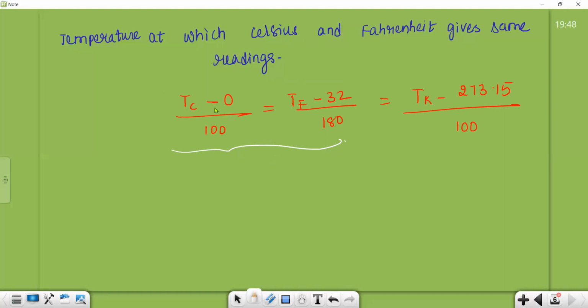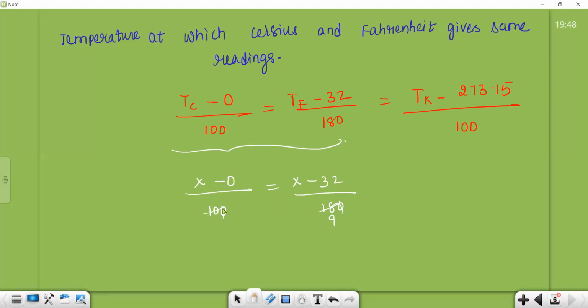Now consider this. We need the temperature at which Celsius and Fahrenheit are equal, so both must be equal. So I am taking X for both. If I find this X, I'll get the temperature where Celsius and Fahrenheit are equal. I am letting the Celsius scale and Fahrenheit scale reading be X. So 180, that gives you how much, students? X minus 0 by 10, X minus 32 by 18.